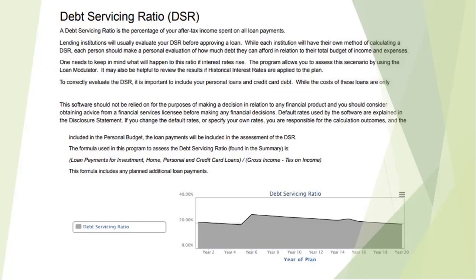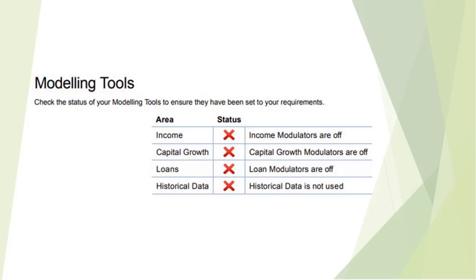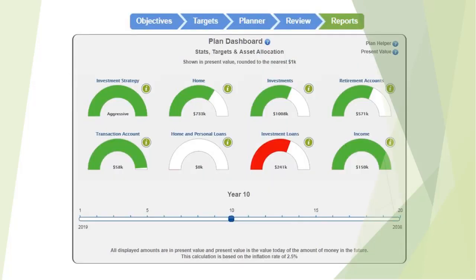The debt servicing ratio is displayed as a graph with more detailed information for each of the first 5 years. The final item is confirming that the modelling tools are off. If you have accidentally left the modelling tools on, then the report will be inaccurate and you should return to the plan and deactivate the modelling tools. On the review page, you can quickly see the results for any year by moving the slider. You can also click on the information icon to see a graph for the full length of the plan.